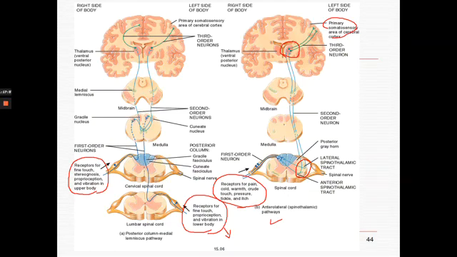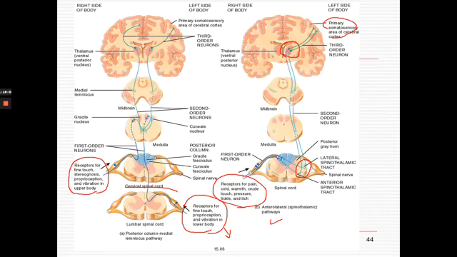Look here, it is very important to know where the crossing is. The crossing for the dorsal column is at the level of the medulla. So if the transection is found below the level of the medulla, the loss of sensation is ipsilateral, on the same side of the transection, the same side of the damage.